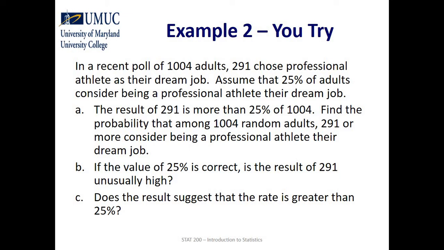All right, well, what is the probability that among 1,004 random adults, 291 or more consider being a professional athlete their dream job? Okay, part B, if the value of 25% is correct, is the result of 291 unusually high? Meaning, was this an unusual sample, unusual group that they pulled? And then part C, does the result suggest that the actual rate is greater than 25%?